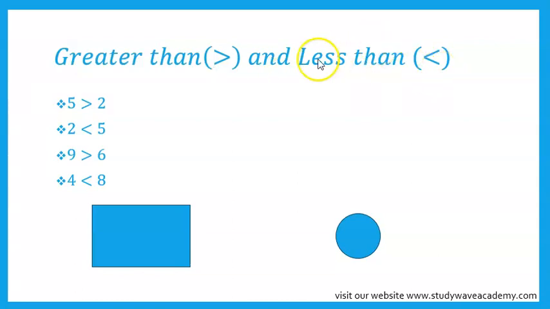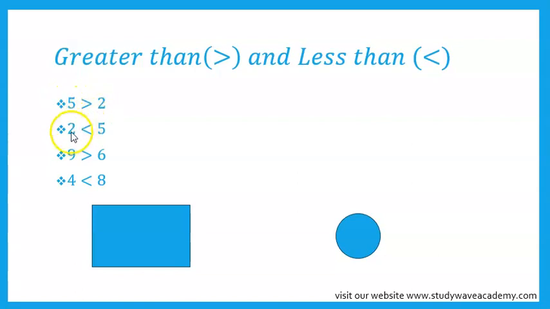Okay? Let's look at an example. Here we have 5 is greater than 2. Is 5 greater than 2? Yes, 5 is bigger than 2. Okay? Do you understand? 5 is bigger than 2. So this side is used to represent that 5 is bigger than 2.